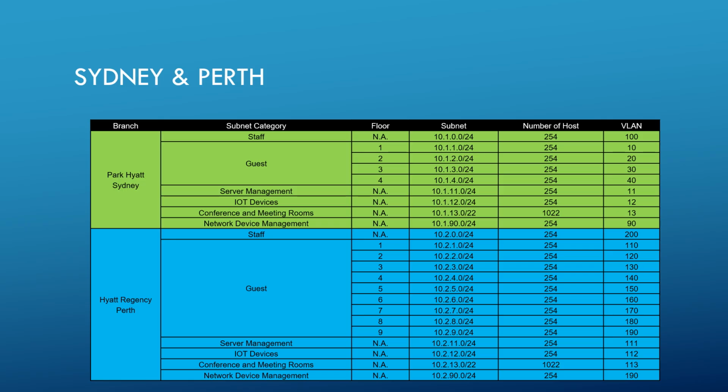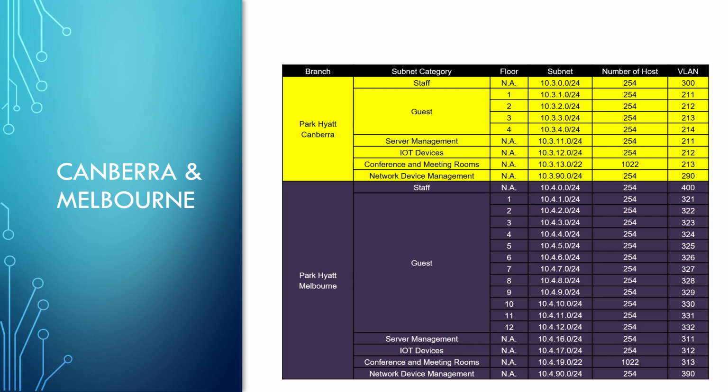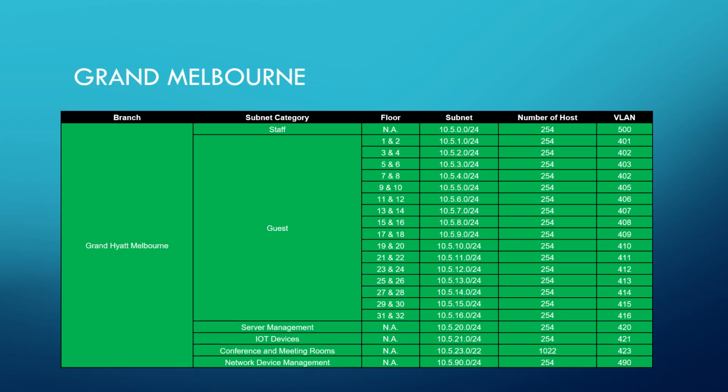For the Hyatt network setup, we assign specific IP ranges to each branch. Sydney is on the 10.1.0.0 network while Perth operates on the 10.2.0.0 network. Canberra is set up with 10.3.0.0 and for the 2 Melbourne branches, we have allocated 10.4.0.0 and 10.5.0.0 networks separately.